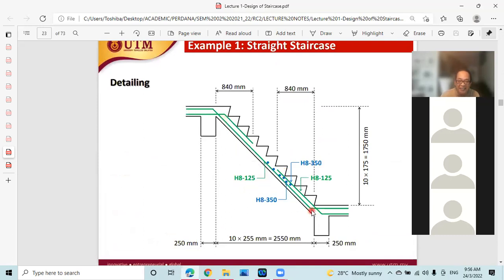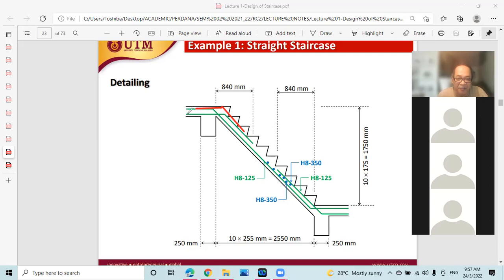H8125, remember, is the bottom reinforcement. H8125 should also be the top reinforcement. Only this one may have been forgotten. We should add another reinforcement here to indicate our top reinforcement. The red reinforcement is an addition, H8125 also. And the green reinforcement at the bottom here is actually a reinforcement that is not designed. We did not design this one.